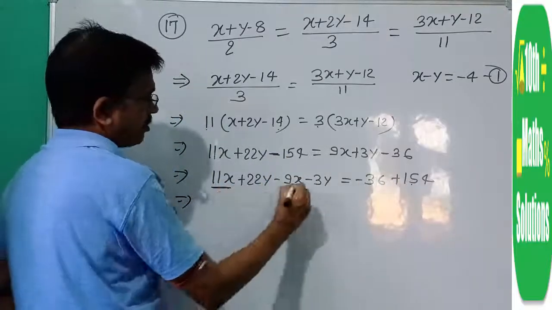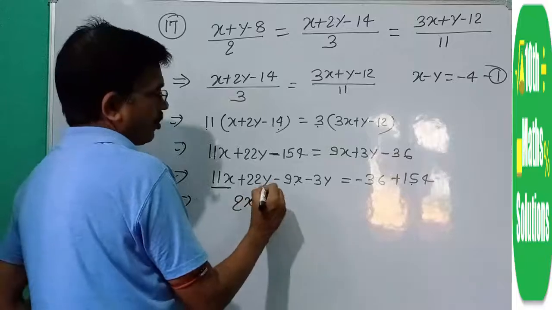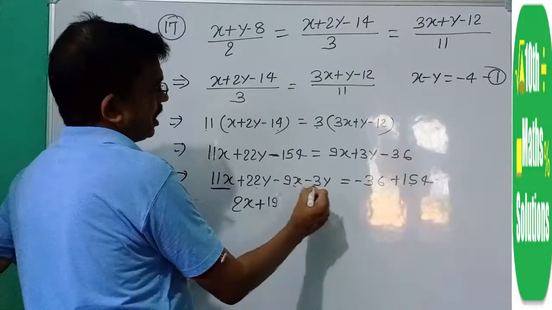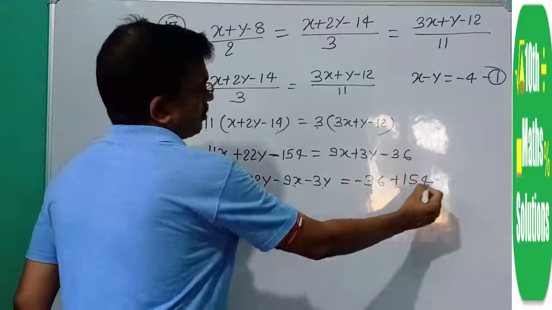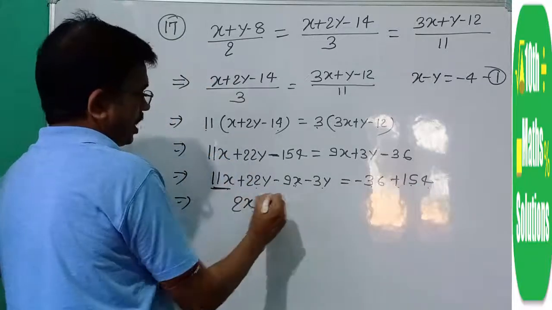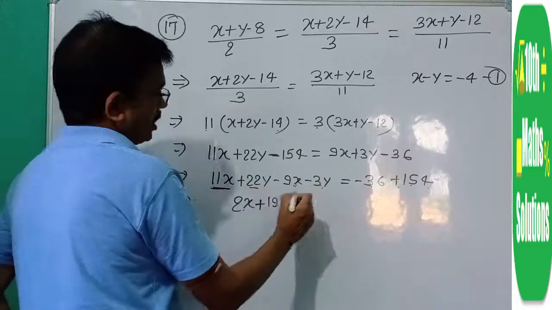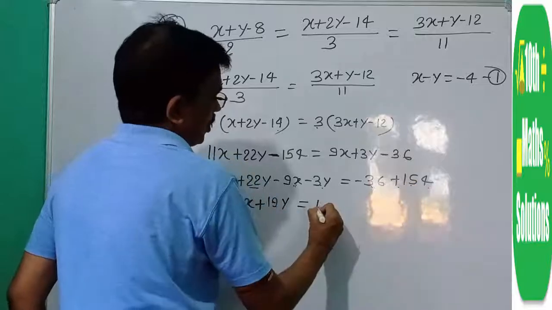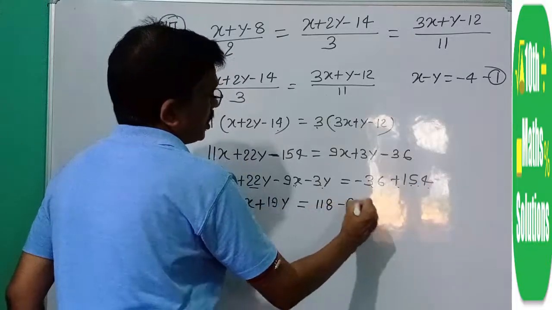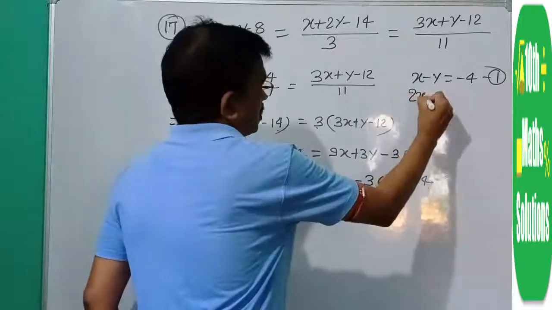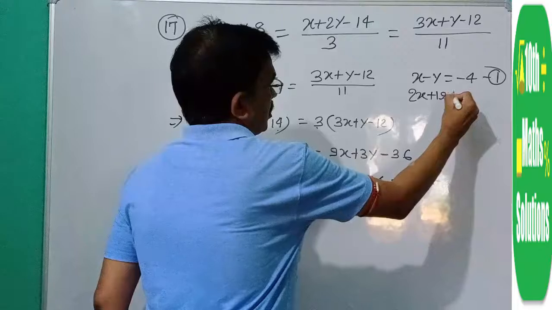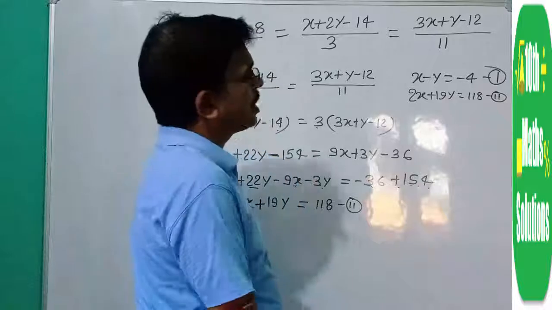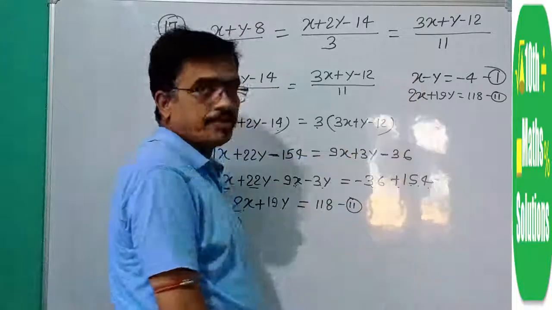So 11x minus 9x you get 2x, 22y minus 3y is 19y, and it is equal to minus 36 plus 154, which is 118. It is the second equation: 2x plus 19y is equal to 118. Now it is in the form of a linear equation, and now you can use the elimination method.